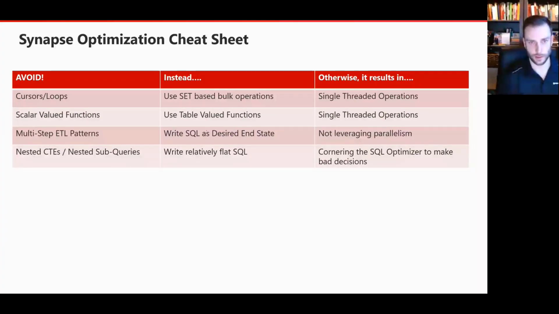Scalar valued functions, I'll show an example in a bit of why this is extremely bad. Use table valued functions, multi-step ETL, instead write SQL oriented towards your desired end state. Avoid highly nested CTEs and nested subqueries. CTEs and subqueries by themselves are fine, but avoid lots of nesting. It tends to confuse the optimizer and kind of pigeonhole it into producing unideal query plans.